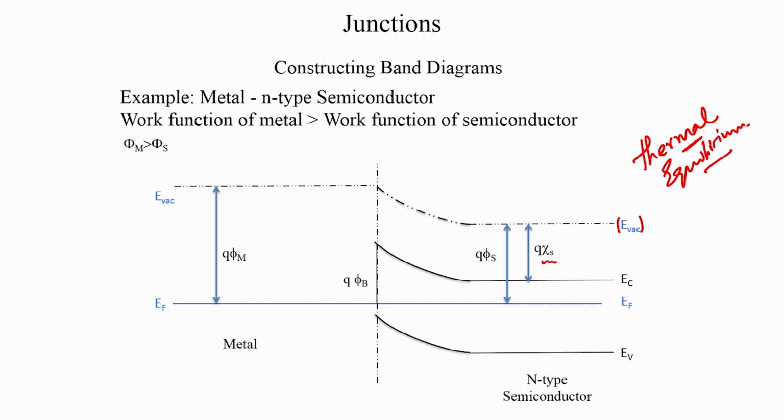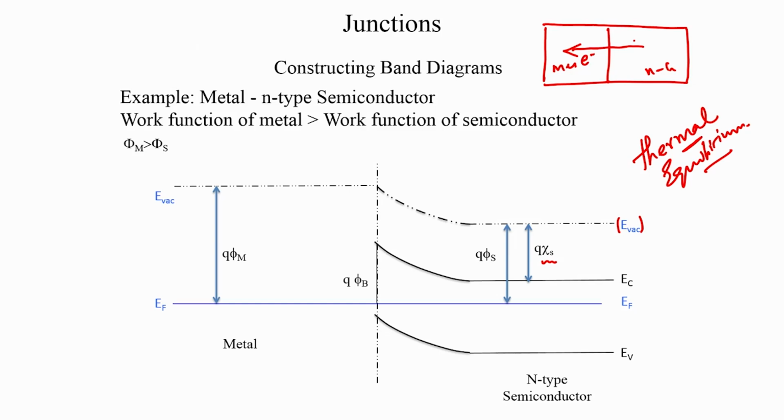But since the semiconductor had a higher Fermi level as compared to the metal, the semiconductor will now donate electrons to the metal. So, in a metal semiconductor junction with phi m greater than phi s, you have a metal and an n type semiconductor, and the semiconductor had a Fermi level located higher than that of the metal, and electrons will effectively flow from the semiconductor to the metal upon the creation of a junction.